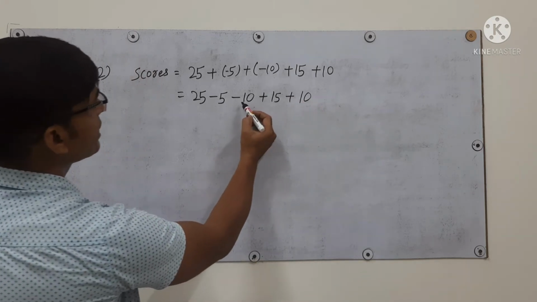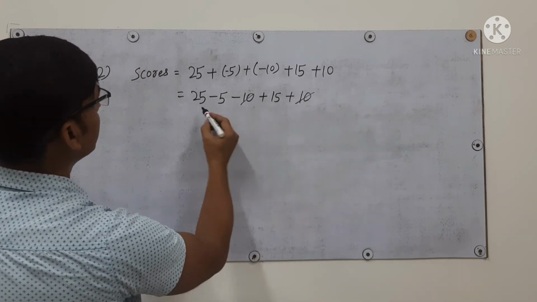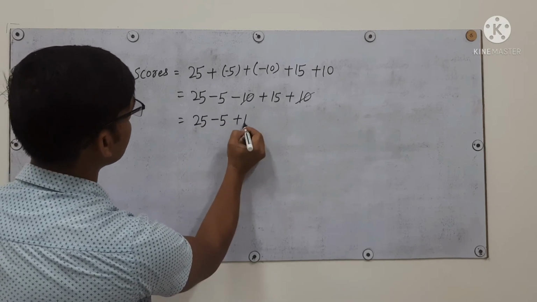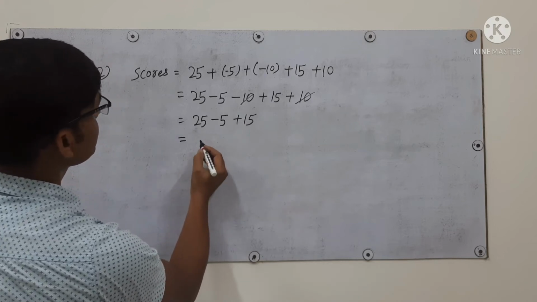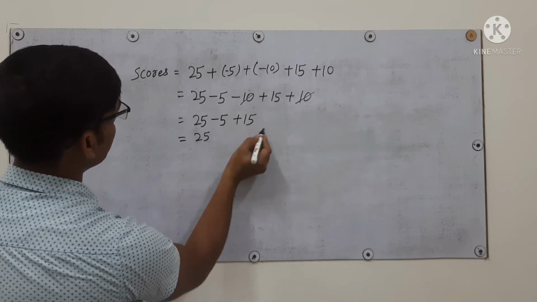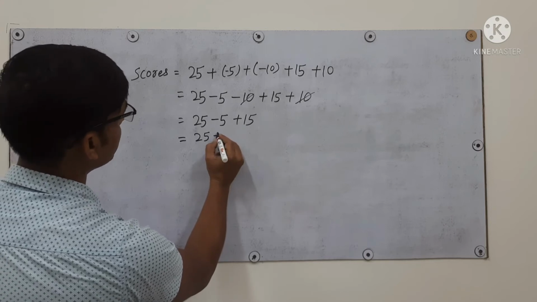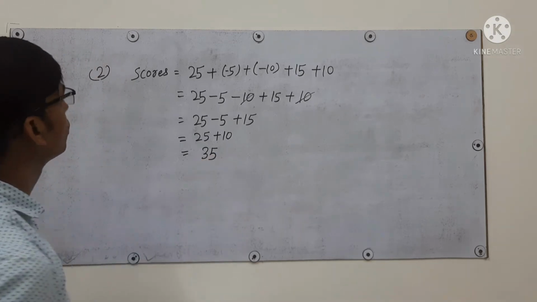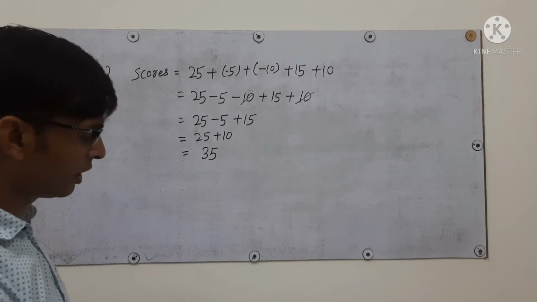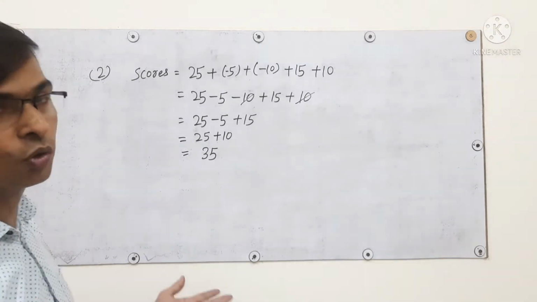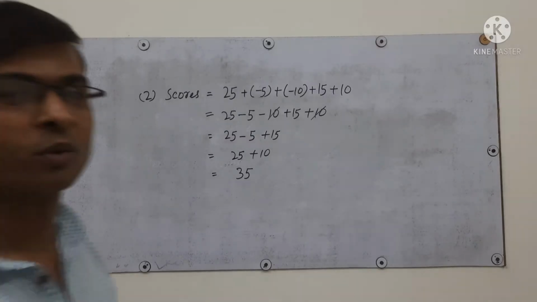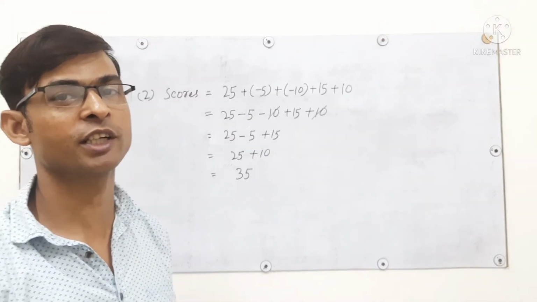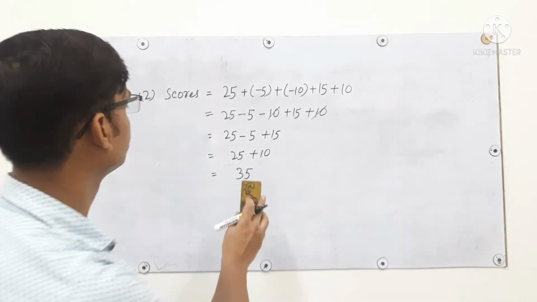So -10 and plus 10 will cancel, and it will be 25 - 5 + 15. So what will the answer be? 25 - 5 is 20, and plus 15 will be 35. So Jack's score at the end will be 35. So you can note from here. Okay students, I hope that you have understood question number 2, and now we will do question number 3.